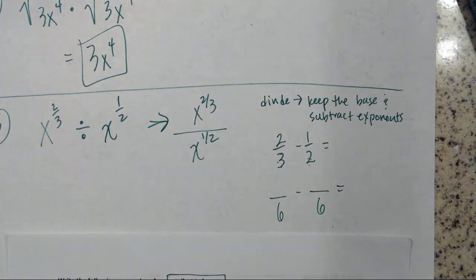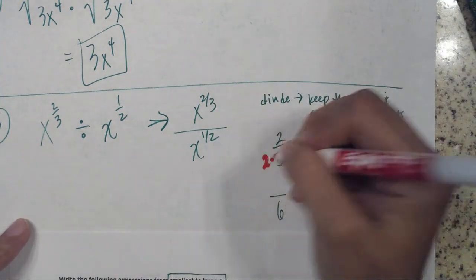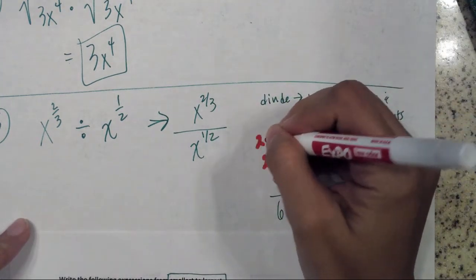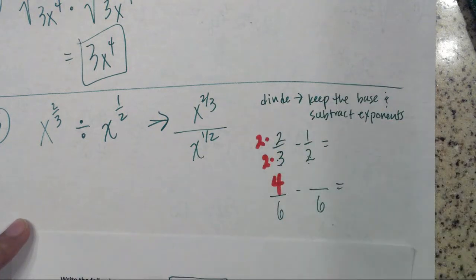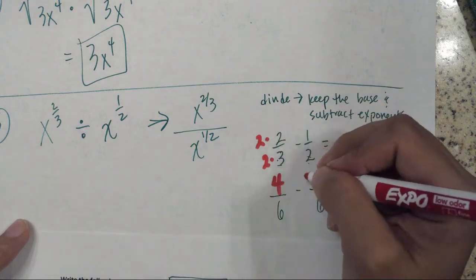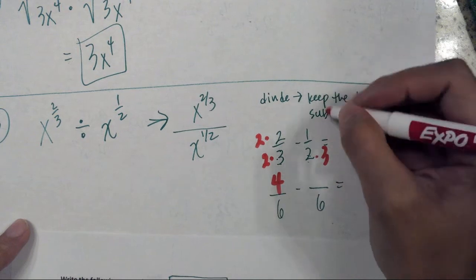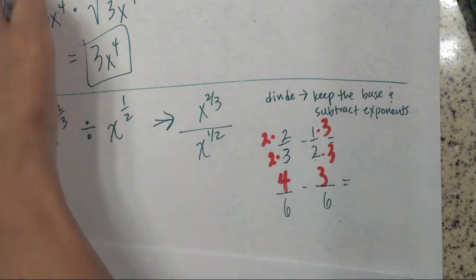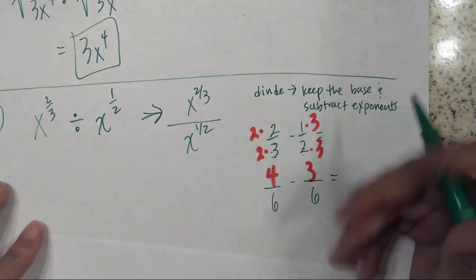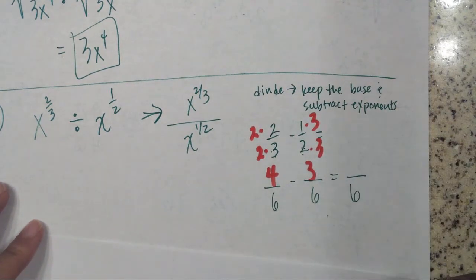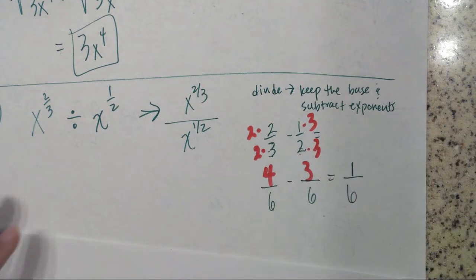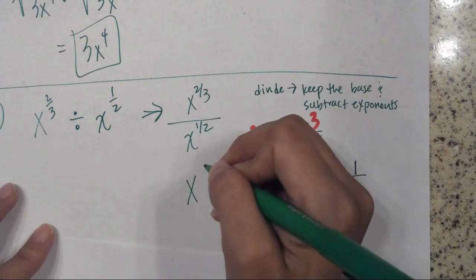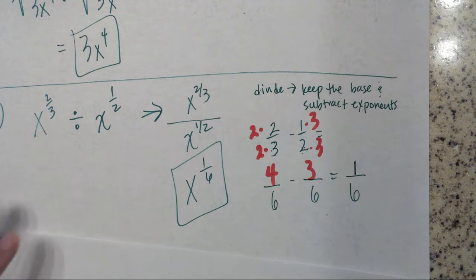So now I'm going to look. 3 times what is 6? 2. What I do to the bottom, do to the top, so 2 times 2 is 4. And then 2 times 3 is 6. What I do to the bottom, do to the top, so 3 times 1 is 3. So 4/6 minus 3/6. Denominator stays the same. We subtract. 4 minus 3 is 1, so it's 1/6. So your answer for this problem is x to the 1/6 power. The base stays the same.